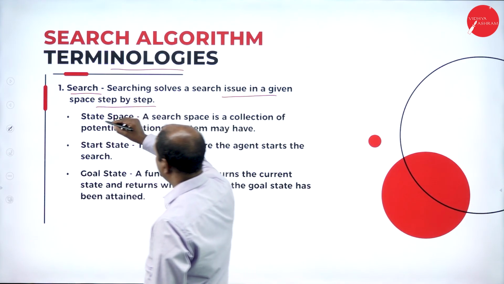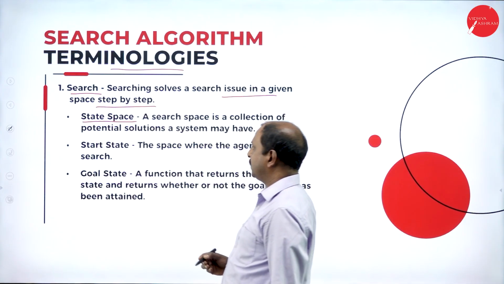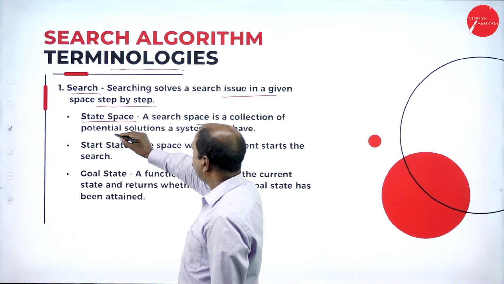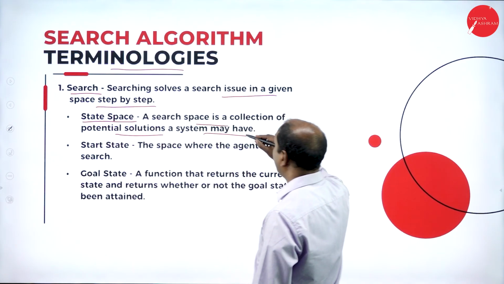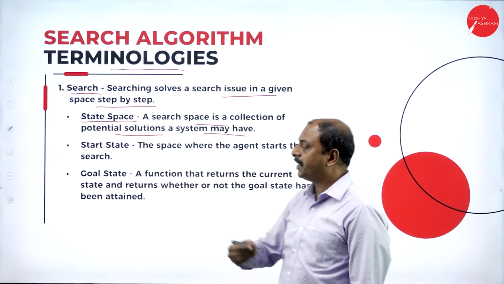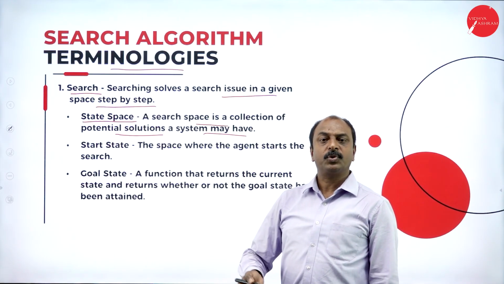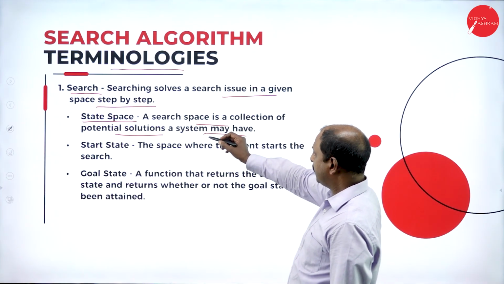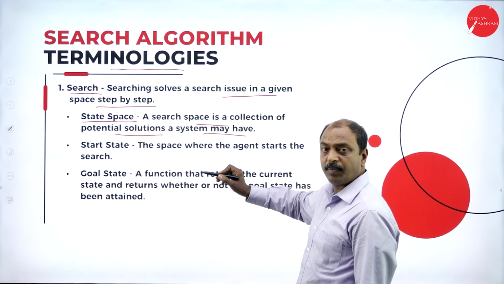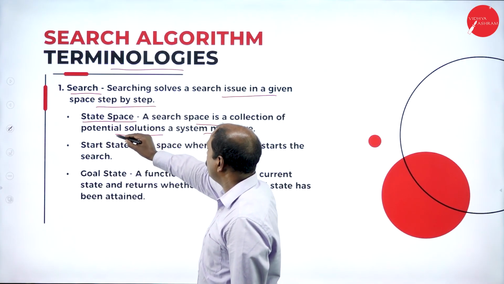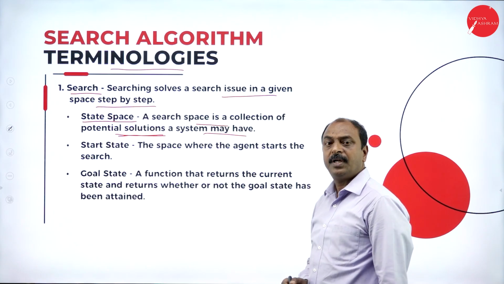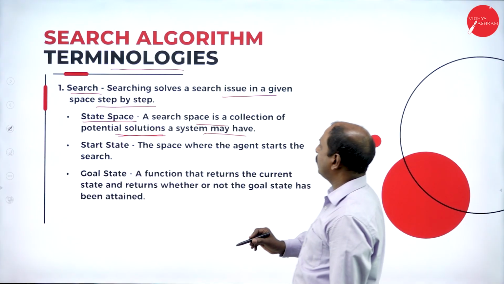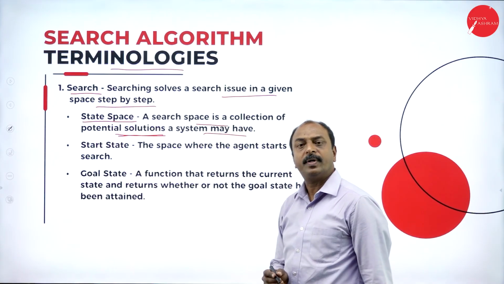Now, under that there are terms like state space. What is the state space? A search space is a collection of potential solutions a system may have. As all of you know, you might have studied in our previous session about different types of searching algorithms or agents. So here, it is possible to store a collection of potential solutions in a system in order to reach the goal. That is the definition of state space, meaning already existing solutions to a problem.